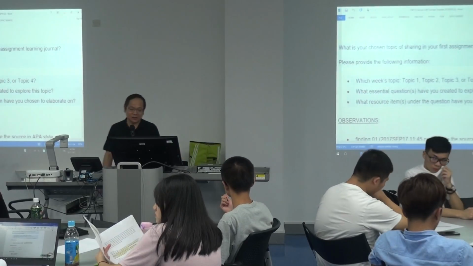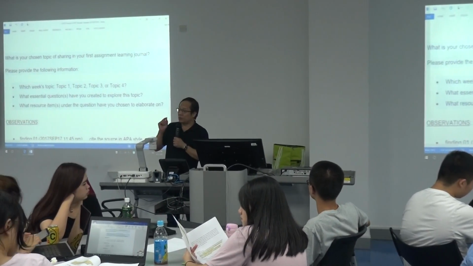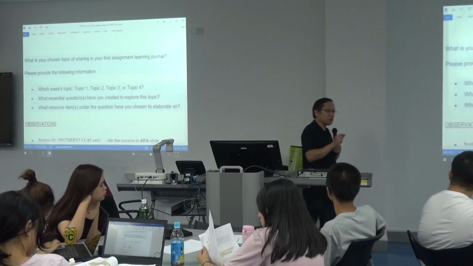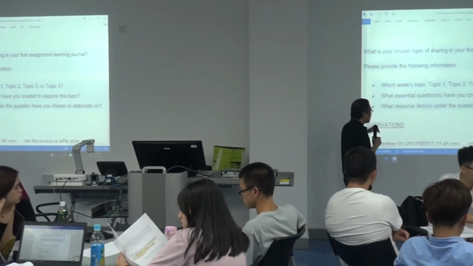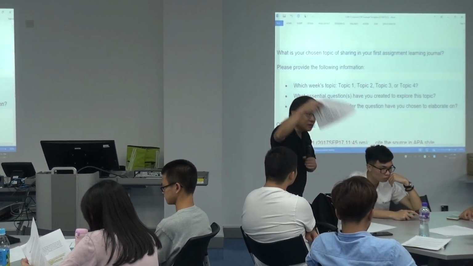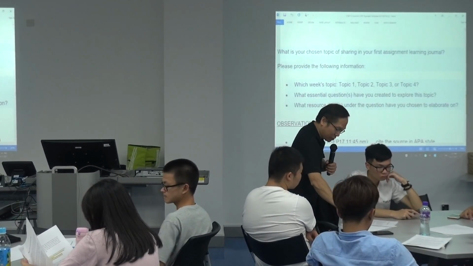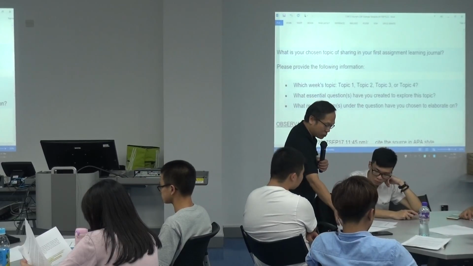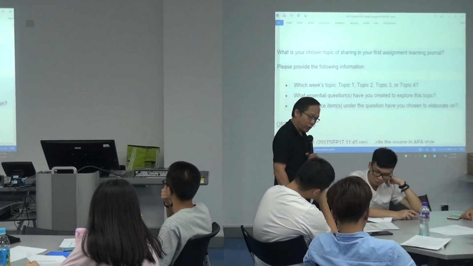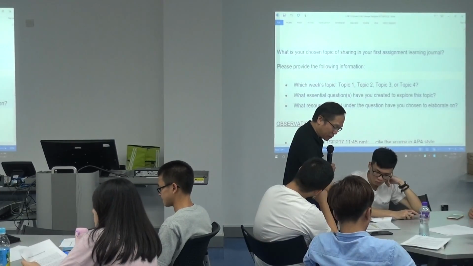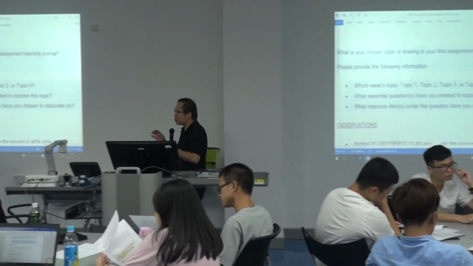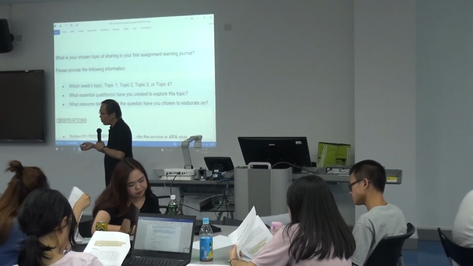And then, what resource item under the questions have you chosen to elaborate on? In other words, what are those sources of material, or what material have you used to come up with the information that is supposed to be attached in your journal? If you look at the examples here, everybody should have at least a couple of copies on the table, you will discover that on the first page, they have resource one, resource two. And on the second page, they have resource three. And on the second piece of paper, they also have resource one, for interpretation. Things like this are the resource items you need to come up with on your own, for your own topic.